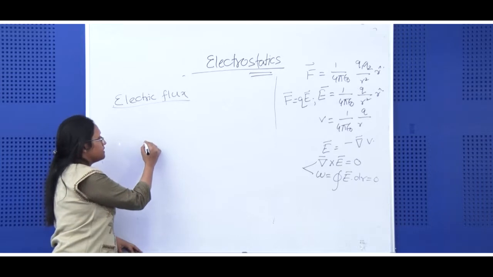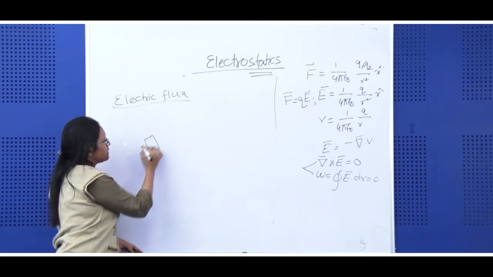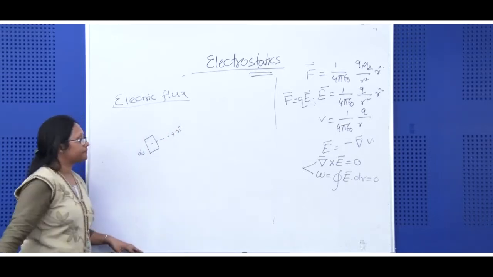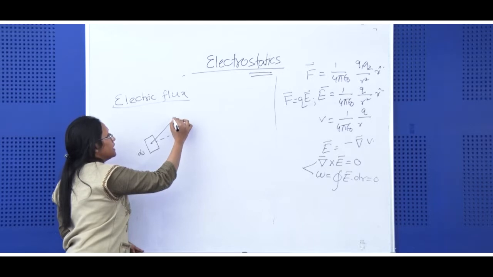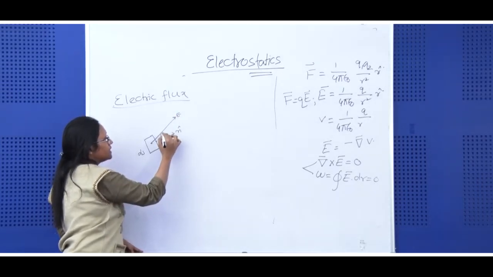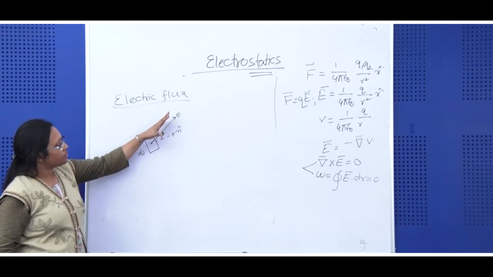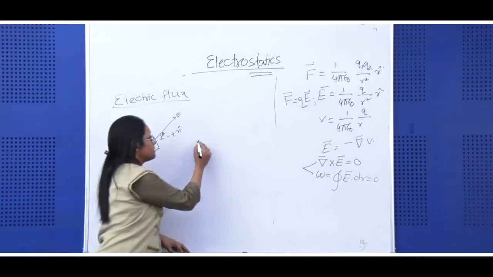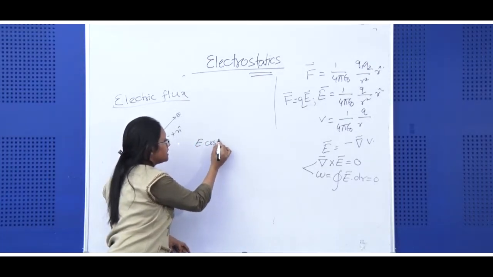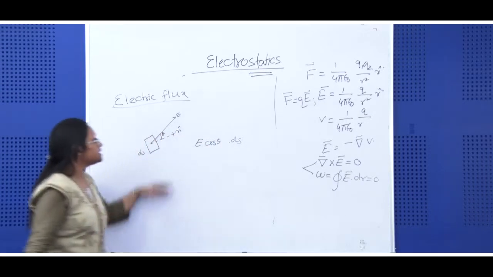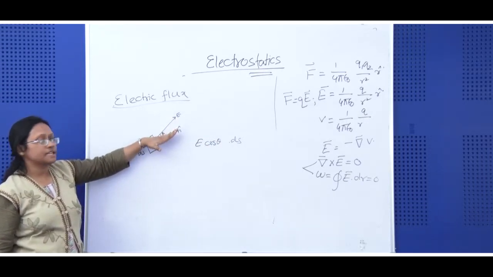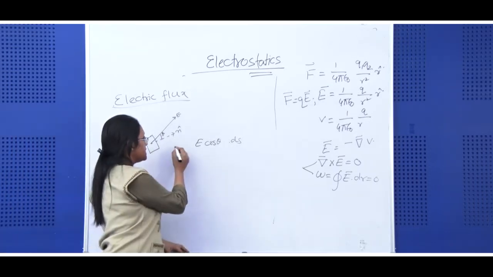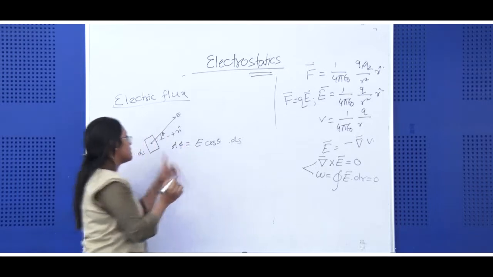Now what is electric flux? We have a small surface dS. This is the direction of this surface, and this is the direction of the electric field. The angle is theta. So what is the component of E that is coming normally through this area dS? We can write it as E cos theta into dS. That is the flux coming through this surface.